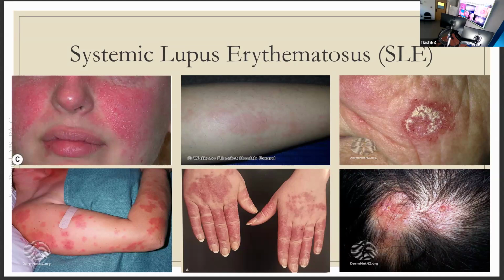Now for chronic SLE, you're going to get what they call discoid lupus. You're going to get these erythematous plaques. They're going to have really thick scales. It's going to have an atrophic center, and when it's occurring over the scalp, you're going to get a scarring alopecia.